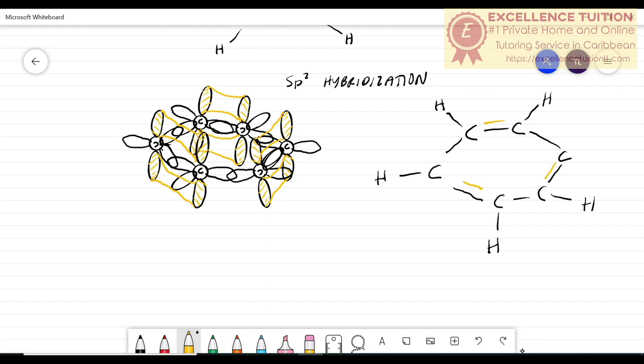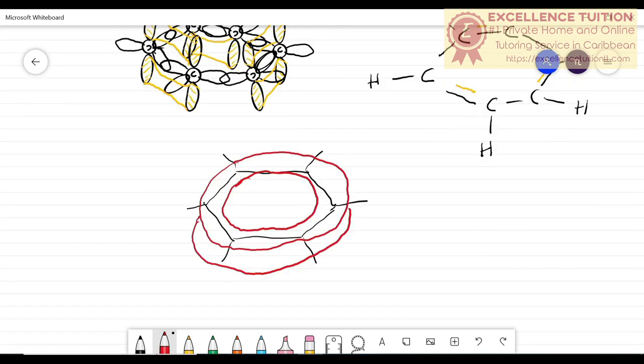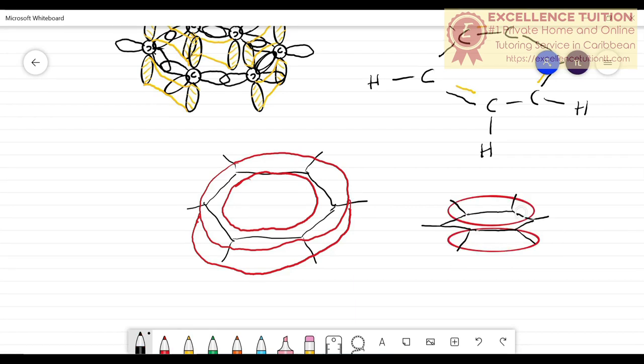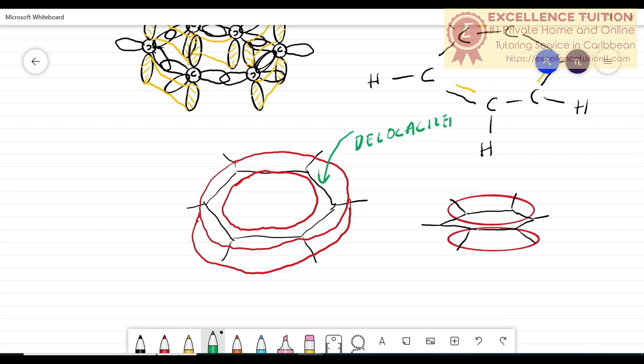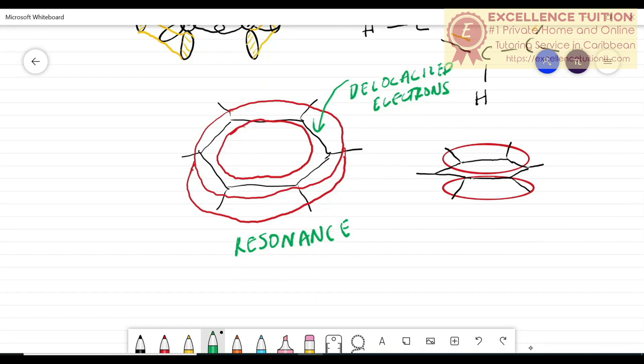And you can see the sp2 hybridization produces this shape, right? So we get a lobe above and a lobe below. That really looks like this. One lobe, and here we see it's a delocalized ring of electrons. And a better term is resonance. We could see that the shape of the benzene is planar.